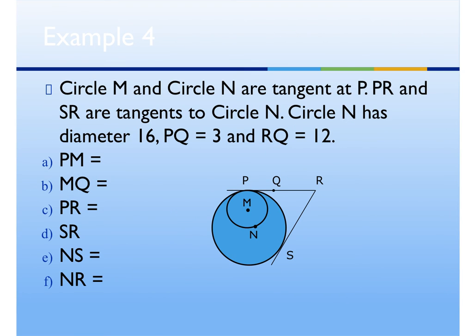Last example, peeps. Circle M and circle N are tangent at P. Okay, so that means that this is a shared point by both of the circles. PR and SR are tangents to circle N, and circle N has a diameter of 16. PQ, which is this length right here, is 3. And RQ, which is this right here, is 12. And we have to find all of those segments, okay?